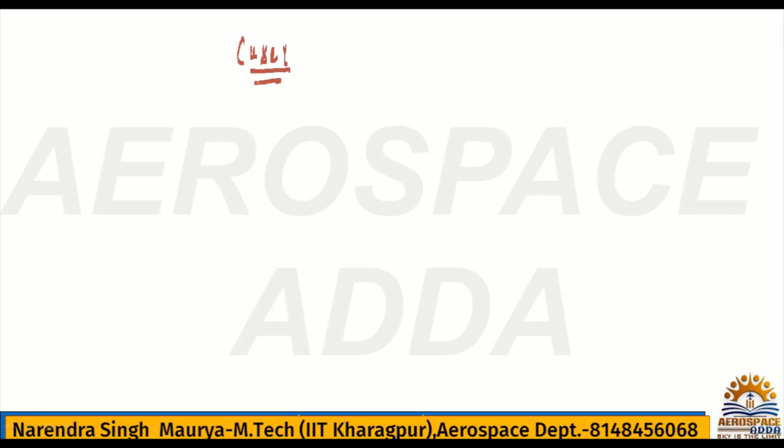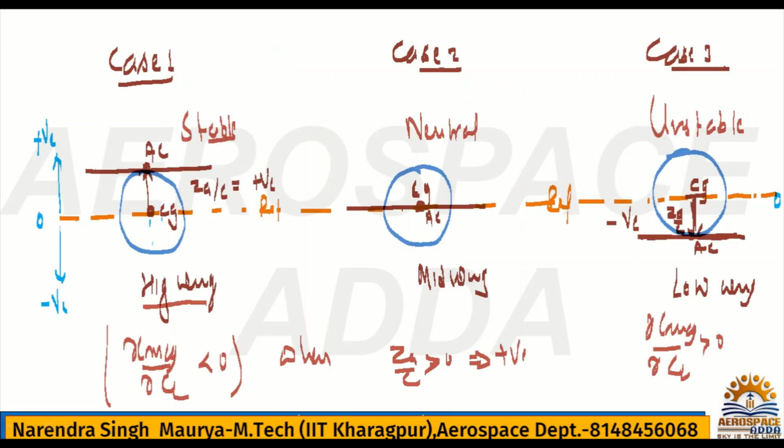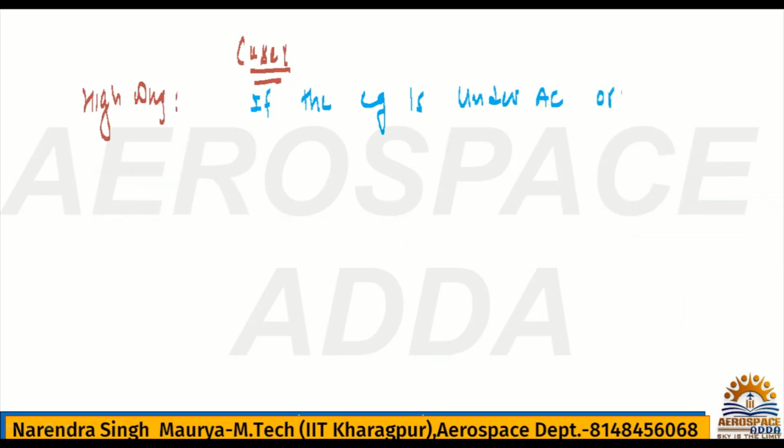Case 1, you are talking about the high wing. So we have to write for high wing: if CG is under AC, and that is true. Check, CG is under AC. Yes, for high wing, CG is under AC. Or the opposite, we can say AC is above CG. Both are correct. That is high wing.